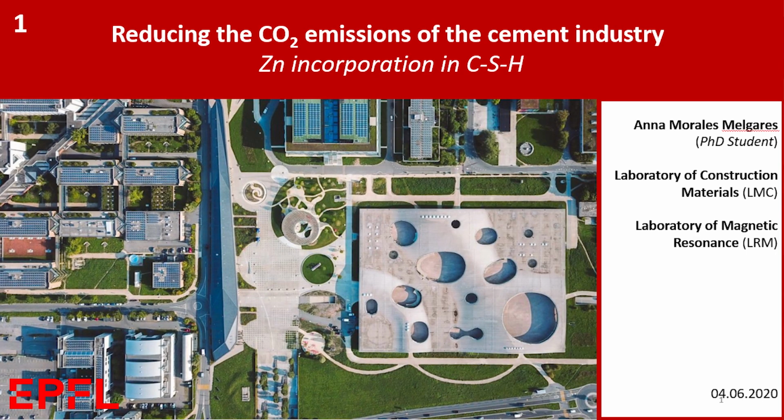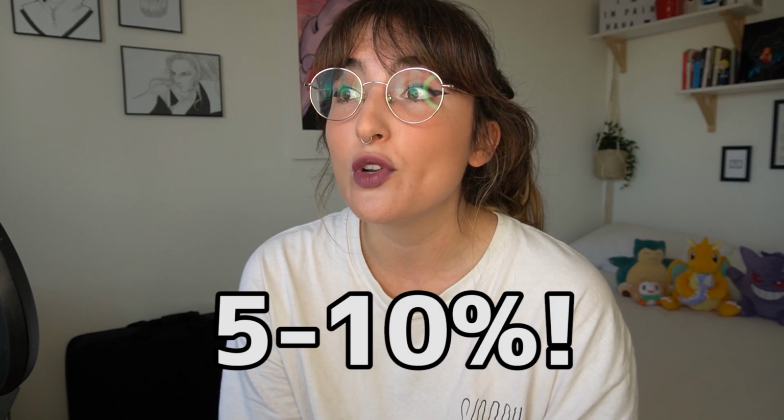And today, before I start, I'd like to ask you guys a question. Which do you think is the most produced material in the world? I'll tell you, it's cement. We produce so much of it that in the end, the CO2 emissions from cement amount to 5 to 10% of the CO2 emissions worldwide of anything that we produce.